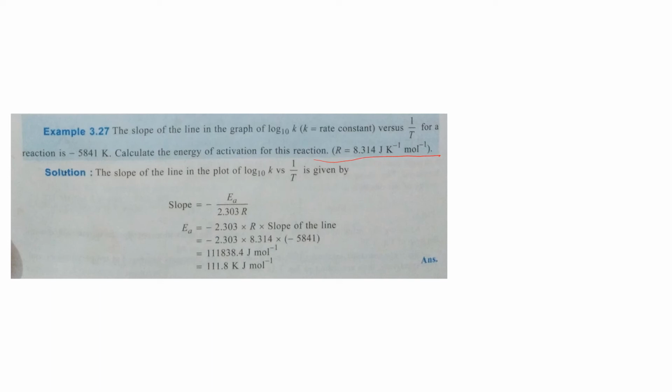Now the slope of the line in the plot of log10 K versus 1/T is coming, and you can remember that it is a negative slope. So slope is equal to −Ea/(2.303 R). From there, Ea equals −2.303 R times the slope of the line. The slope is given, −5841. So put in the value of R, which is given to you, and the slope of the line, and you will get the final answer for the activation energy.